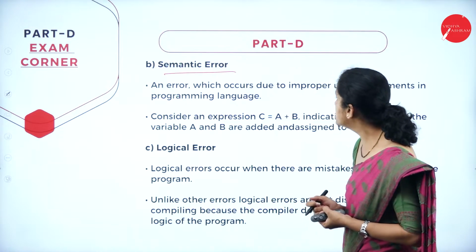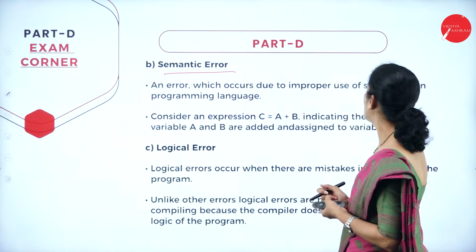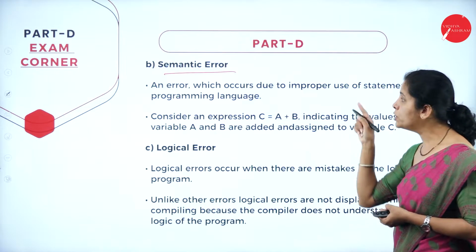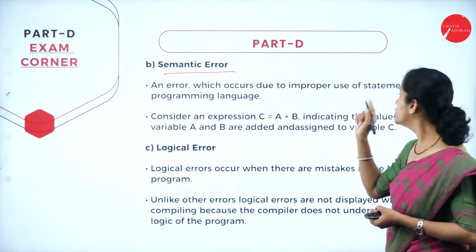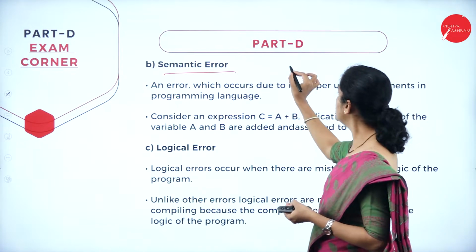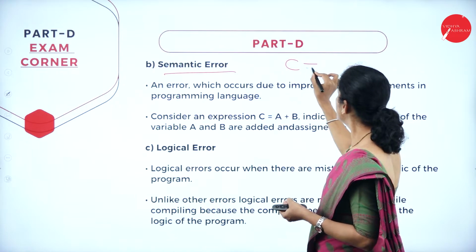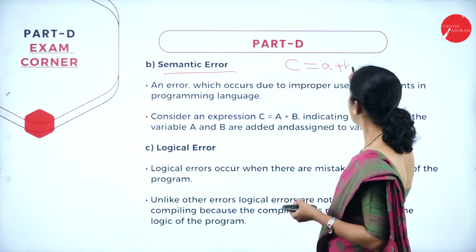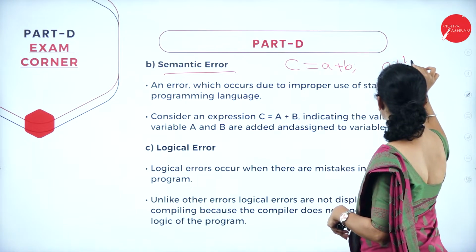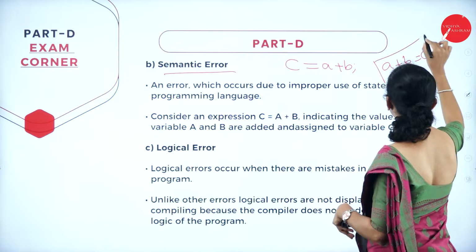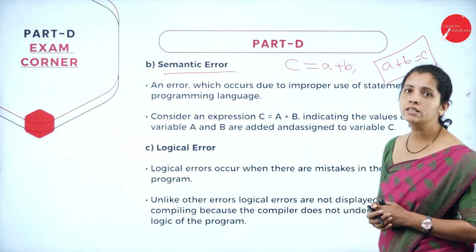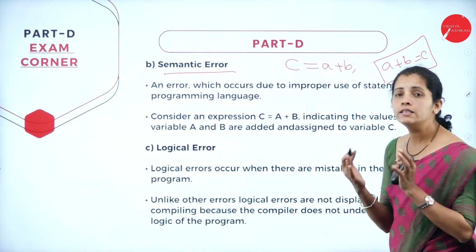Now, what is semantic error? An error which occurs due to improper use of statement. Listen here, error that's going to occur due to improper use of statement in the programming language. Usually, I'm going to write C equal to A plus B. This is the valid statement. If I write A plus B equal to C, then this leads to semantic error. Then what is logical error? The errors in the logic.